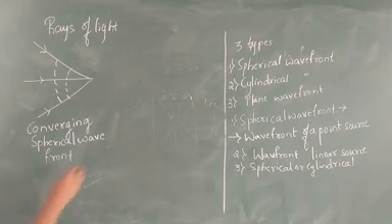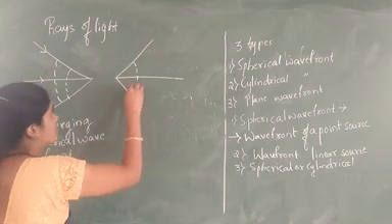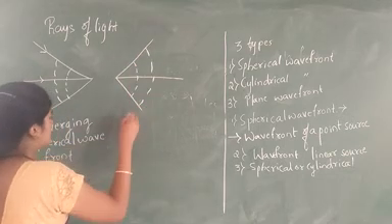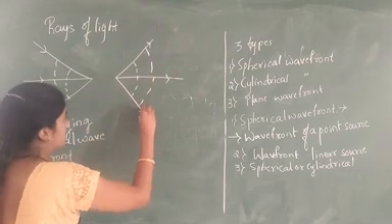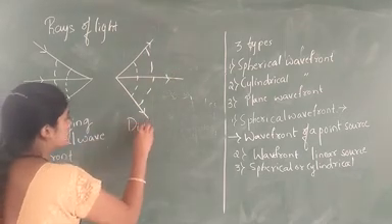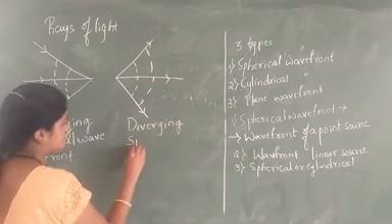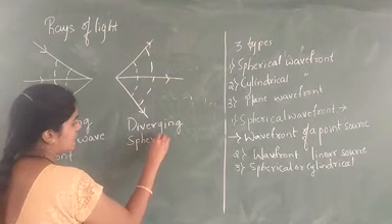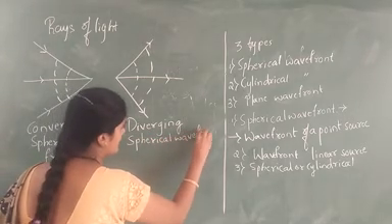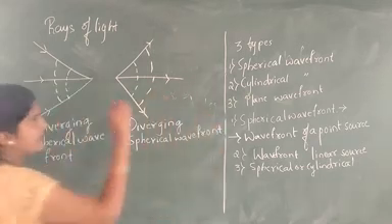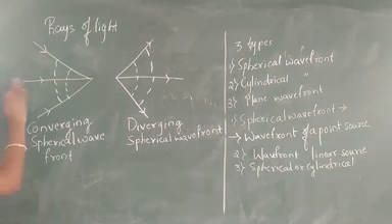Now one more diagram. Here the rays are moving on this side. We call this the diverging spherical wavefront. Here the arrow marks are moving outwards.